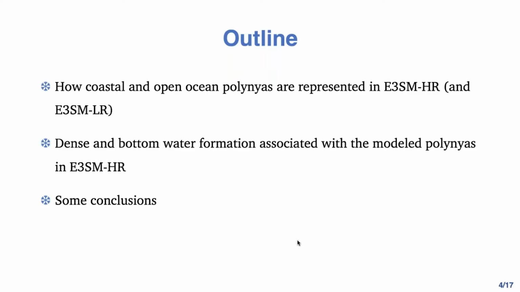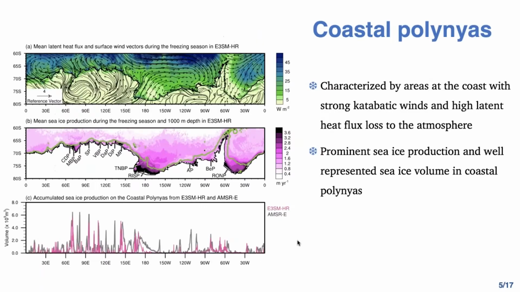So this is the outline of the talk. I'm going to show you how E3SM high resolution and also a little bit E3SM low resolution represent coastal and open ocean polynyas. Then Hyein looked at formation of dense and bottom water, mostly in E3SM-HR, the bottom water associated with the model polynyas, and then there will be some conclusions.